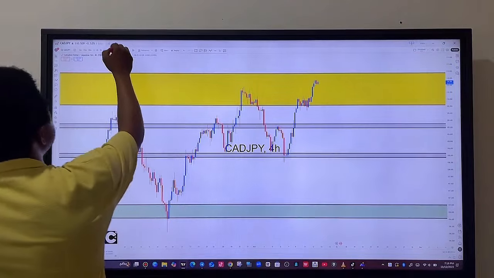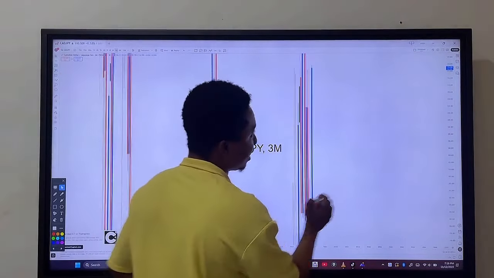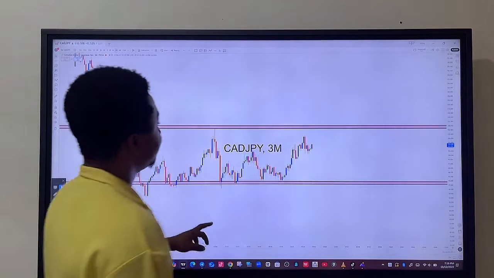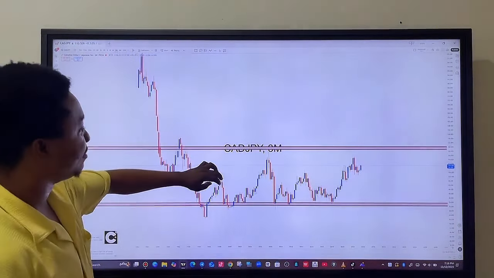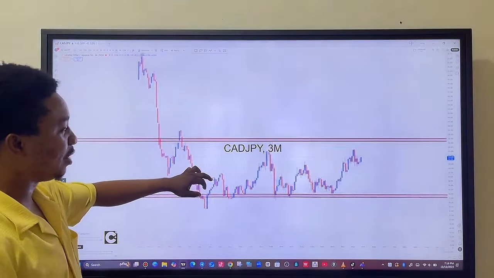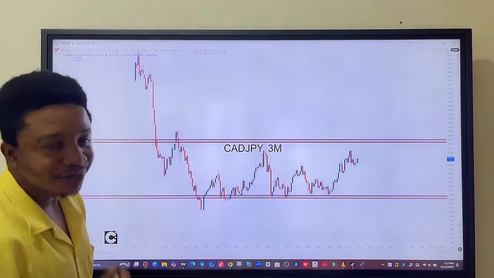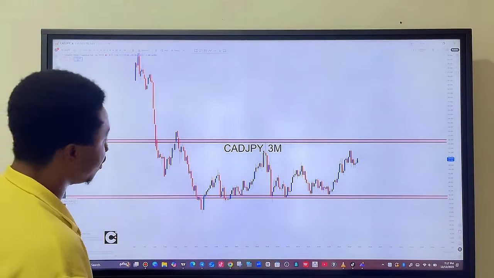Alright, so CAD JPY is up next. Let's begin on the 3 months time frame of CAD JPY. Okay, so this is CAD JPY on the 3 months time frame. Let's take our time and also break this pair down very well. Now on the 3 months time frame of CAD JPY, what is going on over here?